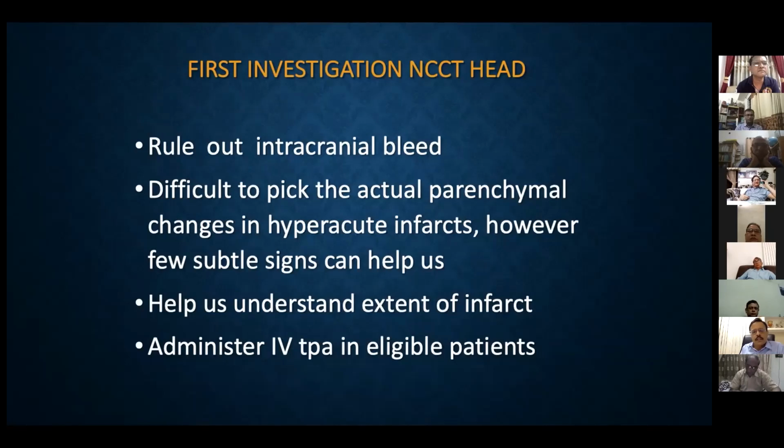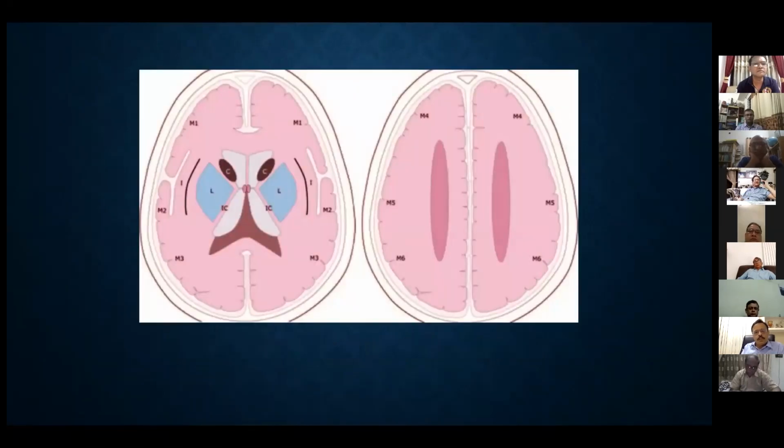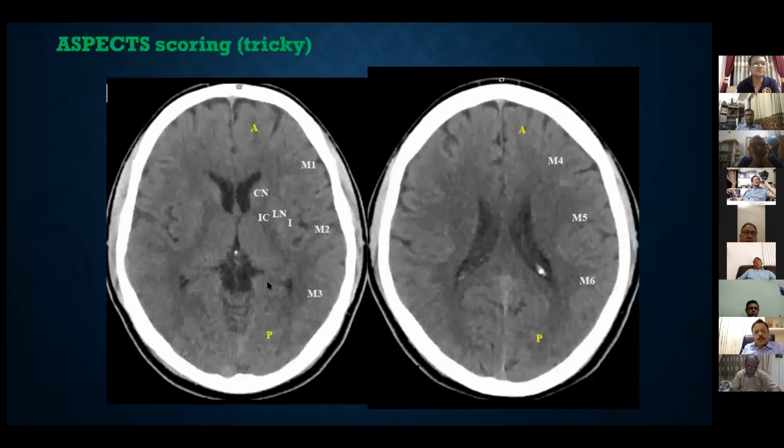Now, this is very important because we want to do ASPECT scoring. In ASPECT scoring, there's a score of 10. So you can see M1, M2, M3, M4, M5, M6. These are 6 of them. Then there is the insula, lenticular nucleus, internal capsule, and caudate nucleus. So that is 10 scored.